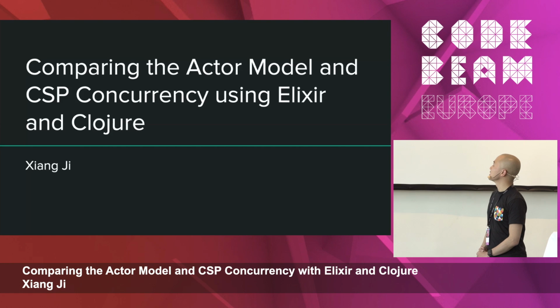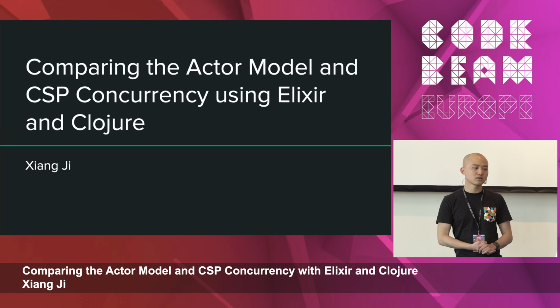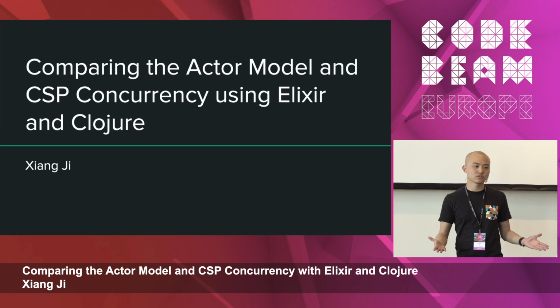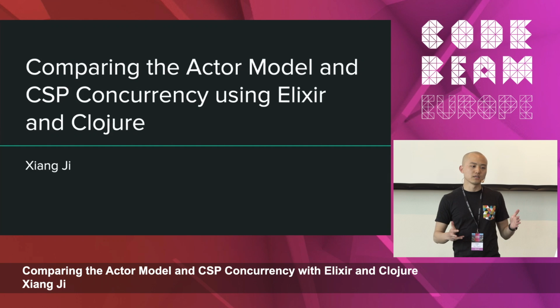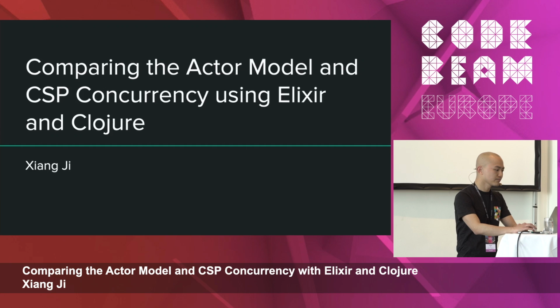I'm going to talk about the concurrency models, actor model and CSP, between Elixir and Clojure, using Elixir and Clojure as examples, but really about how the BEAM and JVM also differ and work under the hood.